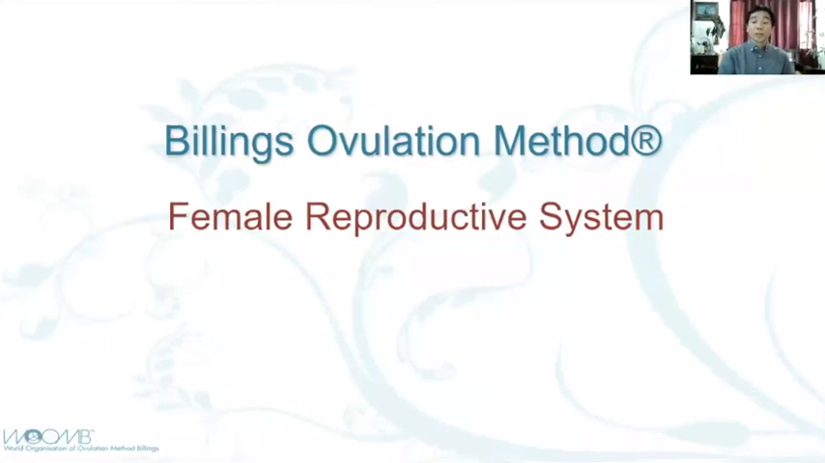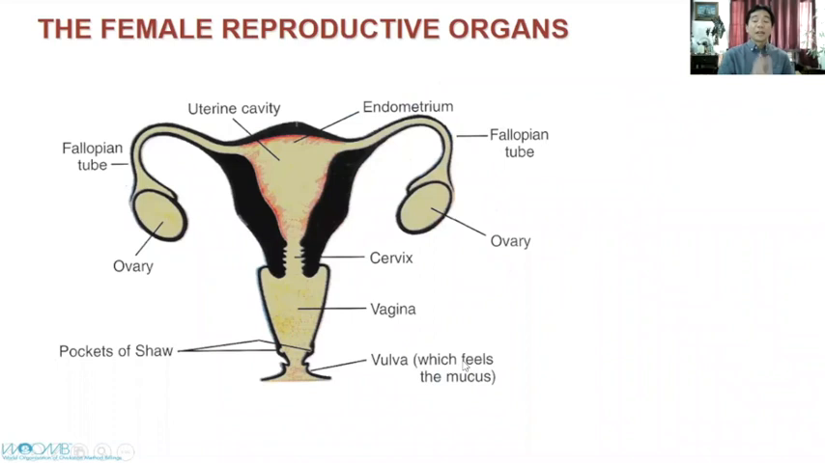In order for me to present this episode number 11, I will be using the slides prepared by the World Organization of the Ovulation Method Billings International. This slide is about the female reproductive system and how to teach this to those couples who would like to practice the Billings method during your pre-Cana or in a one-on-one instruction. So, presented in a very clear and simple way.